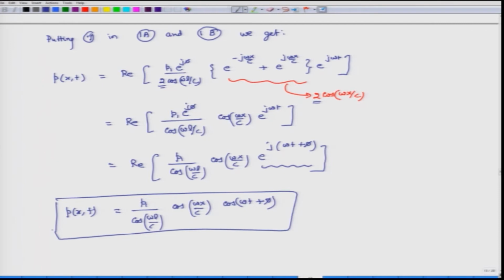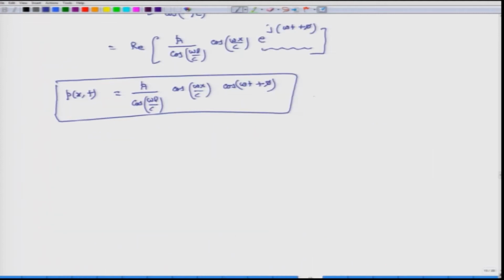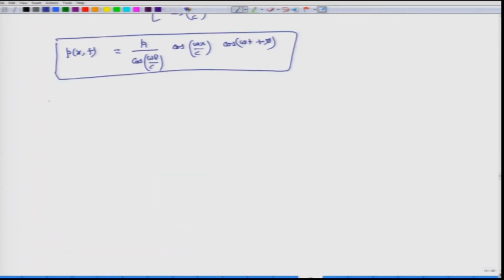So, this is the expression for pressure, and using this expression I can calculate the values of pressure at all the locations in this tube, and I know P1 because that number is given to me. So, this is the expression for pressure, and now we will develop an expression for velocity. For the expression for pressure we had used equation 1a, now we will develop an expression for velocity. So, we will do that.